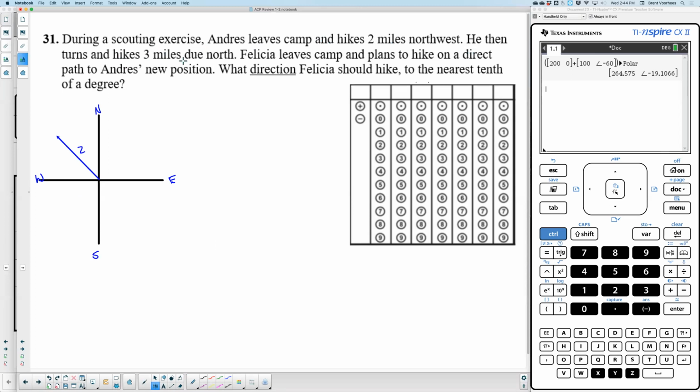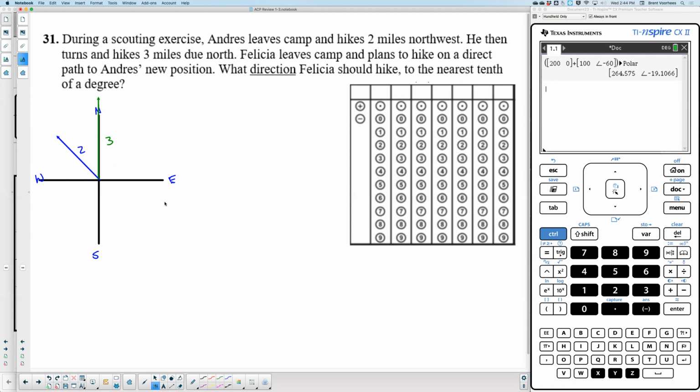Hikes 2 miles northwest. He then turns and hikes 3 miles due north. So again, if you want to draw it tip to tail, go from there. That would be the proper drawing. I'm not going to draw it properly. I'm going to go from here. So I'm going to say 3 miles due north. Felicia leaves camp and plans to hike on a direct path to Andrew's new position. What direction should Felicia hike to the nearest 10th of a degree?